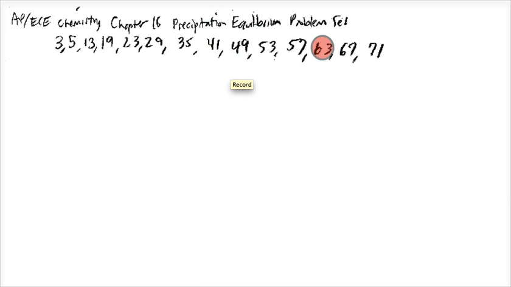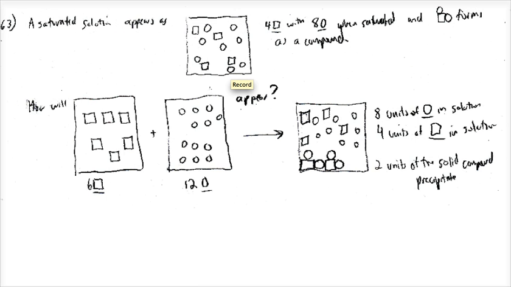Alright, let's take a look at problem number 63. Problem number 63 is a pictorial problem. You're given a solution that appears as having 4 squares and 8 circles, and you're also told that when this does precipitate, it precipitates in a 2-to-1 ratio with 2 circles for every 1 square. So this is the saturated solution, and it can only contain 4 squares and 8 circles. And then you're given a picture with 6 squares and 12 circles. So you're only able to maximally put in your 8 circles and 4 squares into the solution, so the rest of the stuff, 2 units of this substance, needs to sink to the bottom and be a precipitate.